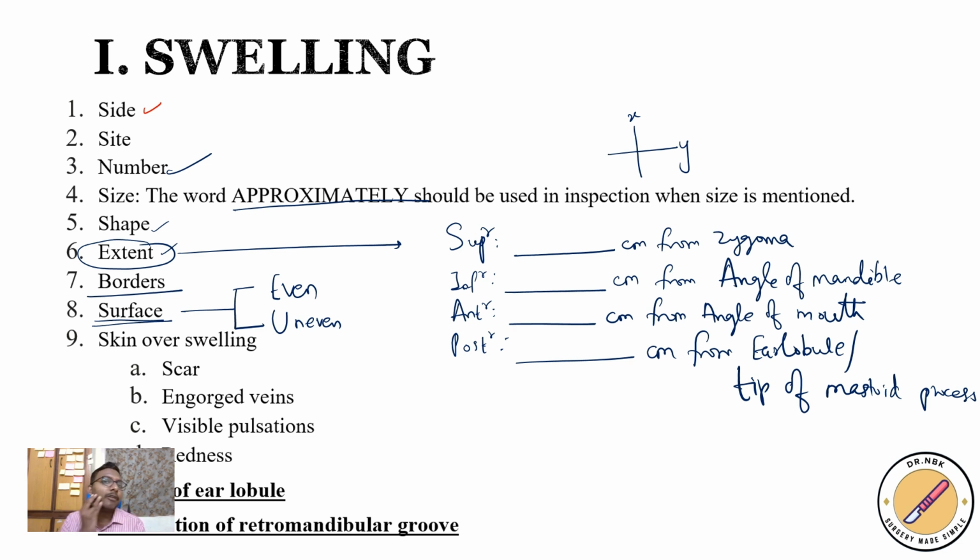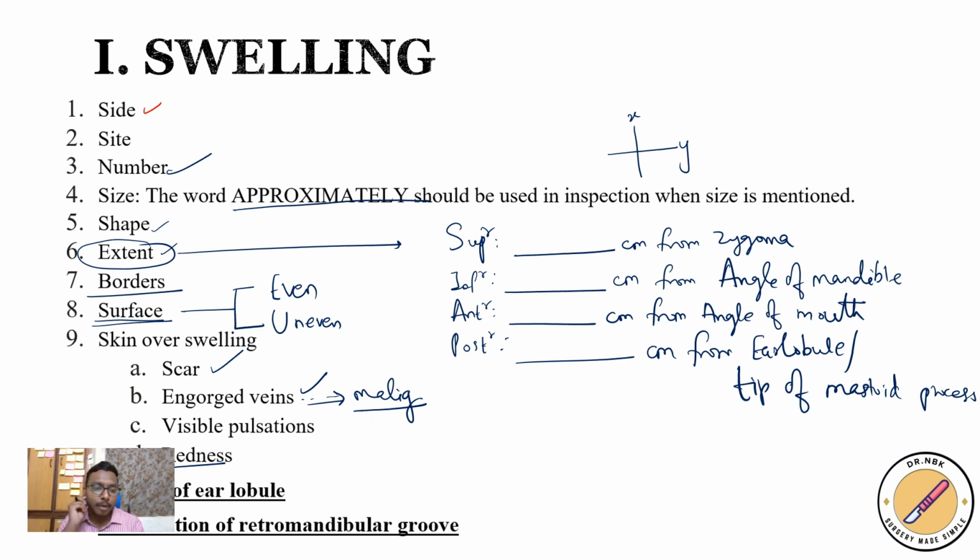Then skin over the swelling. What are all the things we should examine for skin over the swelling? One, whether there is any scar over this region to rule out recurrence. Then engorged veins. Visible pulsations are generally rare, and redness. Redness usually indicates it may be an acute inflammatory swelling. Engorged veins will usually suggest it could be a malignancy.